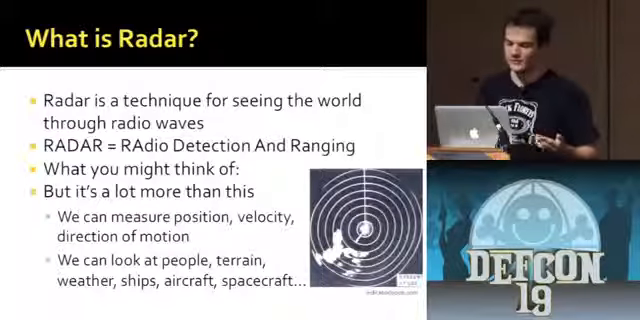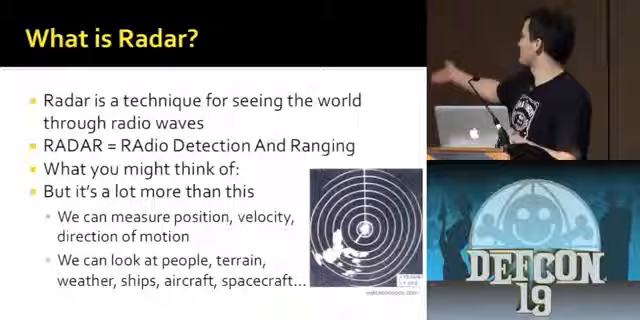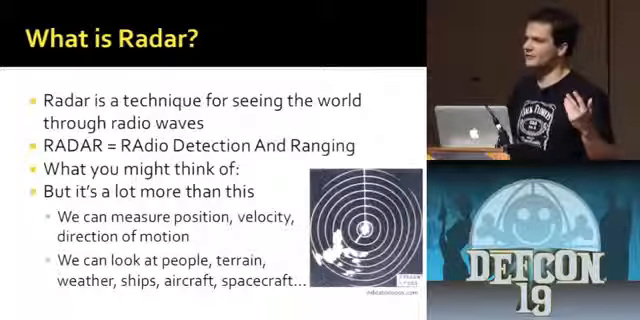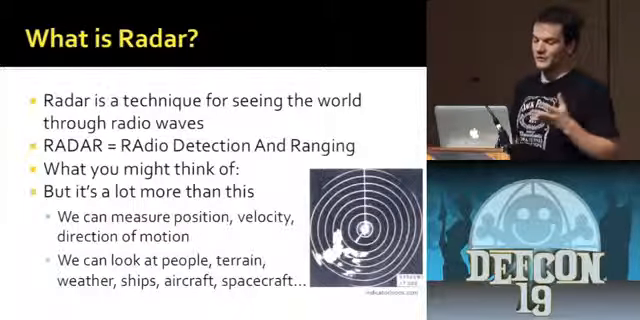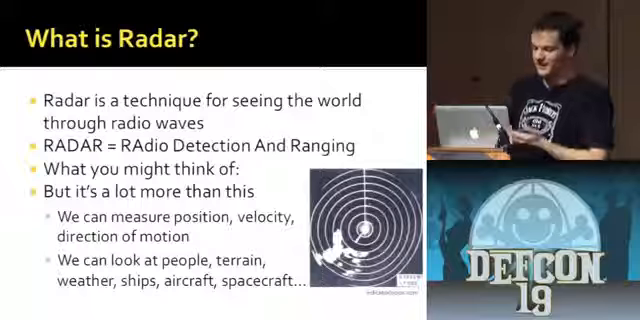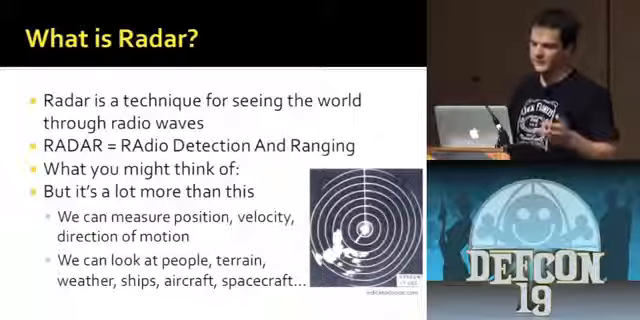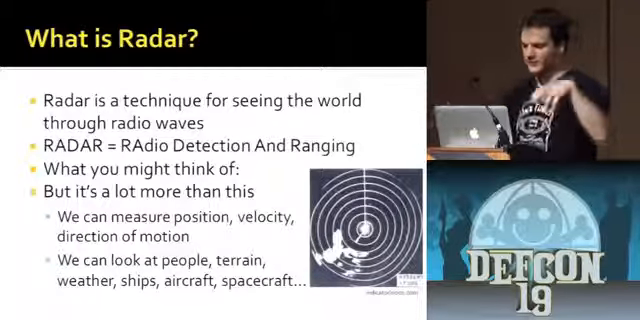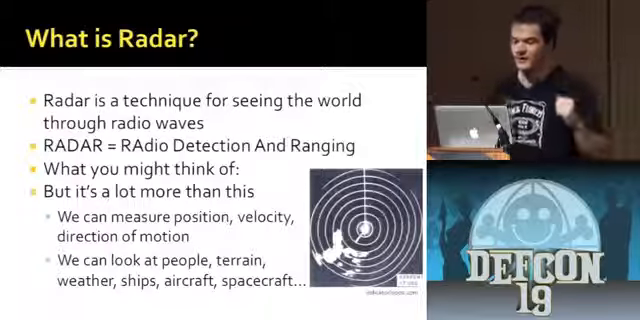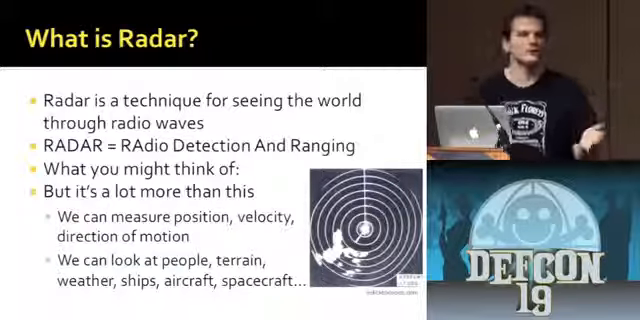What you might think of traditionally is something like this, which I think is a weather radar from the 40s or something. That's the basic idea of what people think, but what you're measuring is essentially the position of something, the velocity of something, the direction of motion of something. But you can actually do a lot with this type of technology.